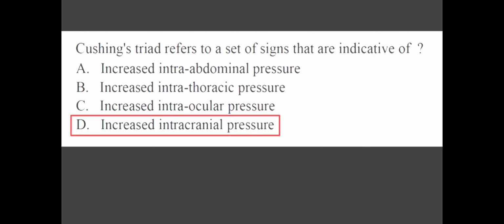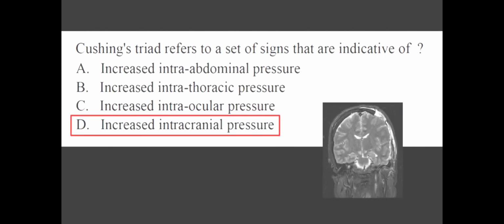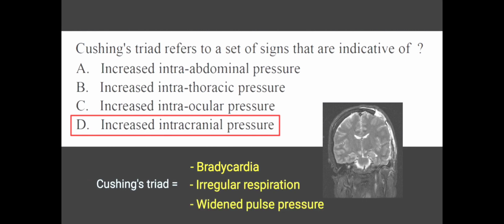Increased intracranial pressure. Cushing's triad refers to a set of signs that are indicative of increased intracranial pressure or increased pressure in the brain. Cushing's triad consists of bradycardia, irregular respirations, and a widened pulse pressure.